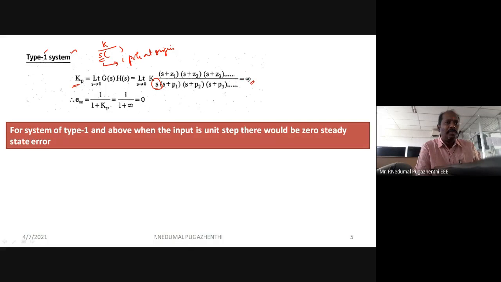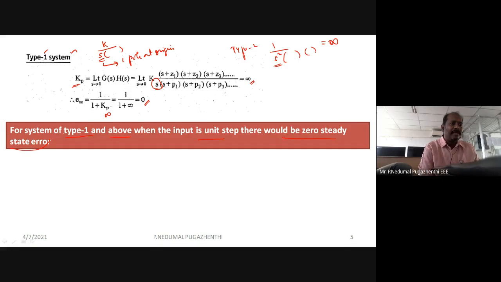Anything divided by 0 is going to be infinite, so you will get infinite. Since Kp is infinite, if you substitute Kp equal to infinite here, 1 by infinite is going to be 0, because anything by infinite is going to be 0. So what is the comment I can say? For a type 1 system or type 1 and above, even if you go for type 2, you will have 1 by s squared into some terms. So you will have an s squared, again you will get a 0 for error, because you will have an infinite for the error value, and if you substitute that you will get again 0. So for type 1 and above, for a unit step input, there would be 0 steady state error.